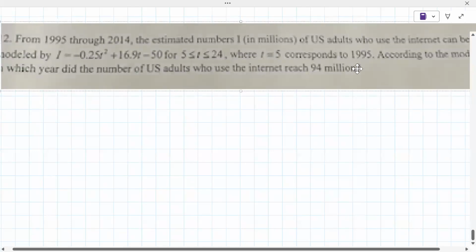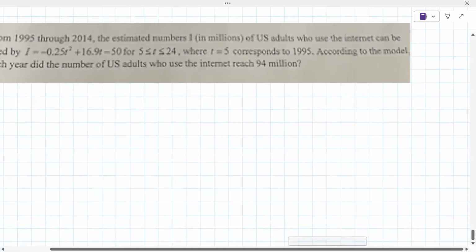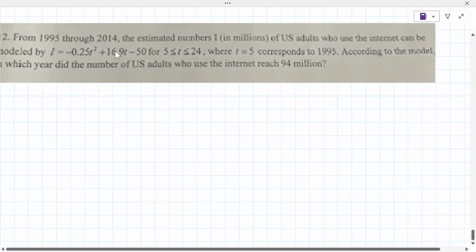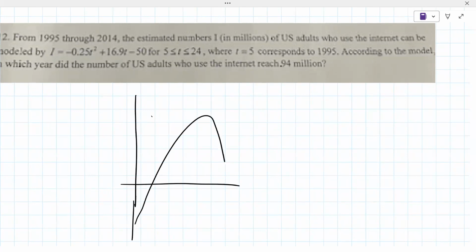So it says that the estimated number of adults that use the internet is given by this equation here. And we want to know when the internet use reached 94 million. So if we were to graph this, it would look something like this. And then here's 94 million. So it's going to hit that at some point.